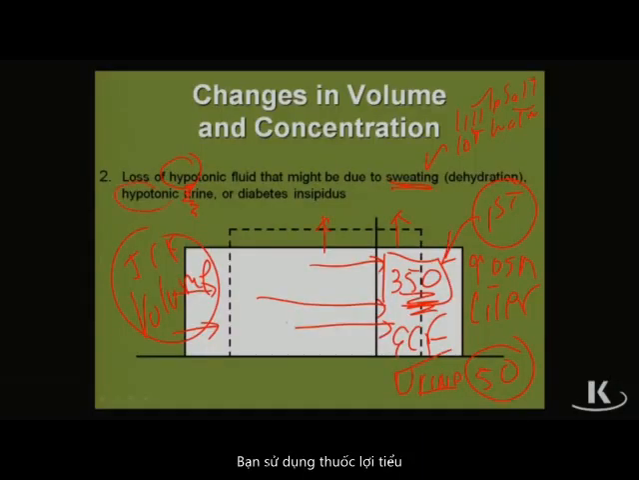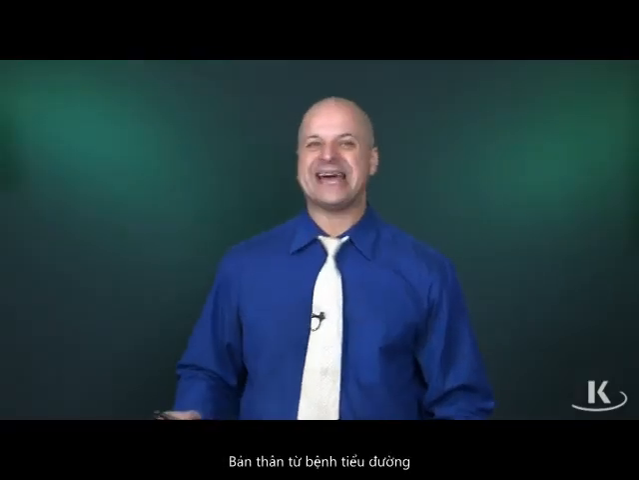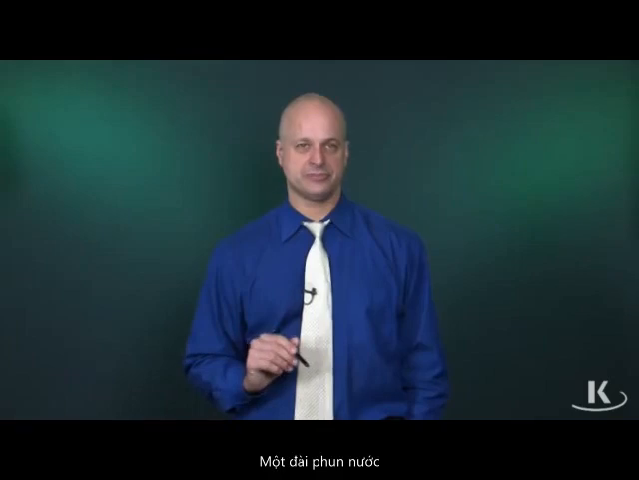You use a diuretic, hypotonic urine, diabetes insipidus, loss of antidiuretic hormone. Loss of antidiuretic hormone will result in this same thing called loss of hypotonic urine. The word diabetes itself means a fountain, and it's because you're peeing.